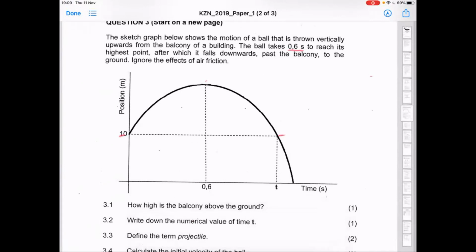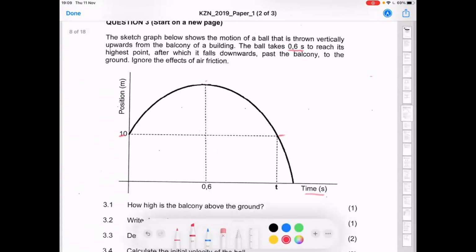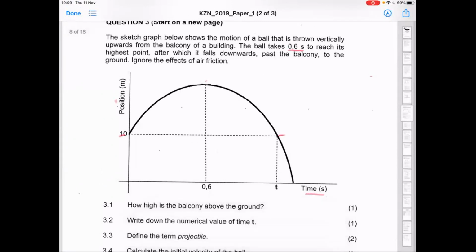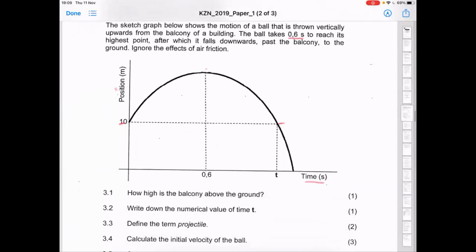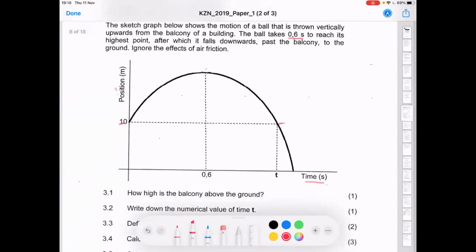Okay, so let's just look at this graph. On the x-axis, we have time. On the y-axis, we have the position. The highest point is reached at time t equal to 0.6 seconds, which they told us, and you can see it from the graph.